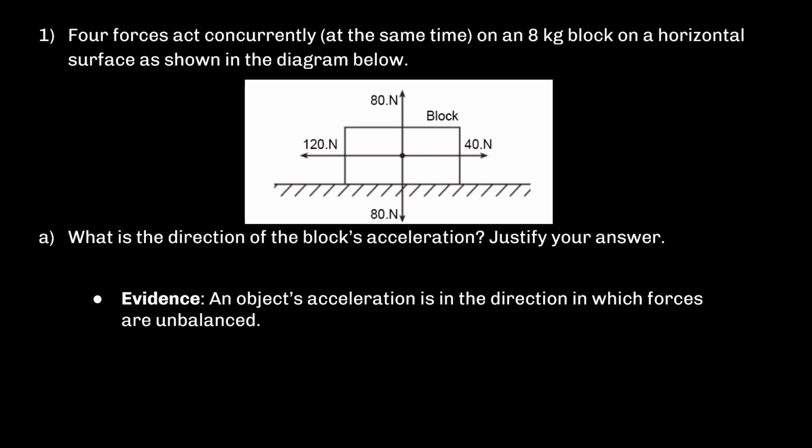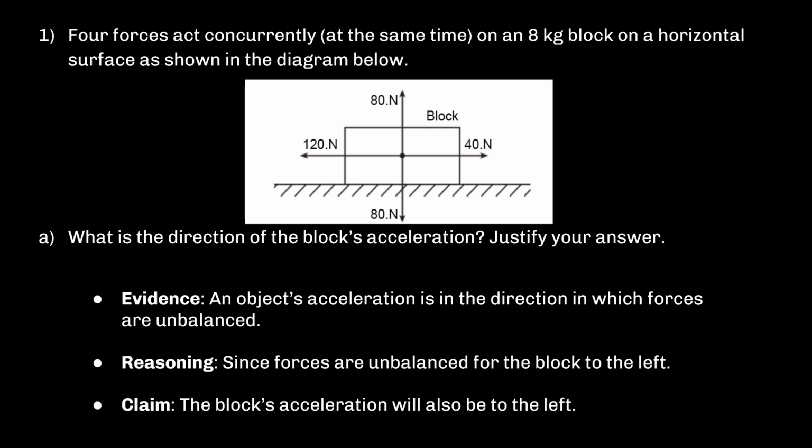Then I'm going to explain my reasoning, since what is happening in this diagram here: I'm going to have more force to the left than to the right. That means to the left, I have unbalanced forces, or that's the direction in which forces are unbalanced for the situation. Since forces are unbalanced for the block to the left, I can then make my claim that the acceleration for the block should also be to the left. So the block's acceleration will also be to the left. This is going to help me make my Newton's second law equation in the next part of this question. So let's move into part B.